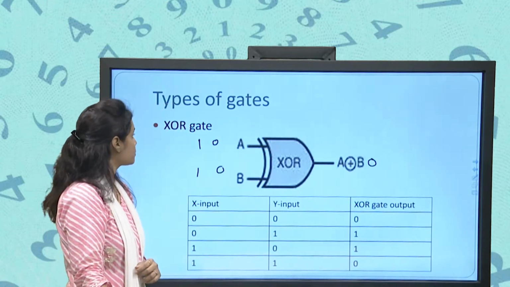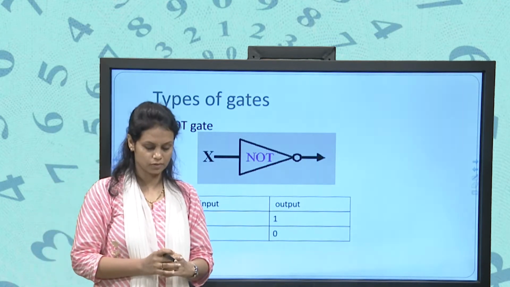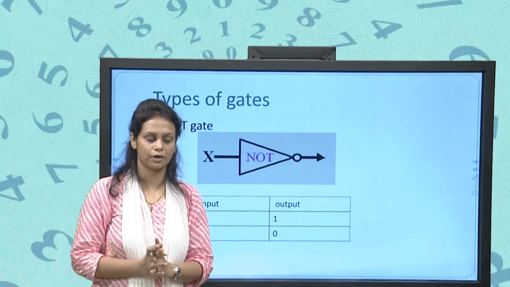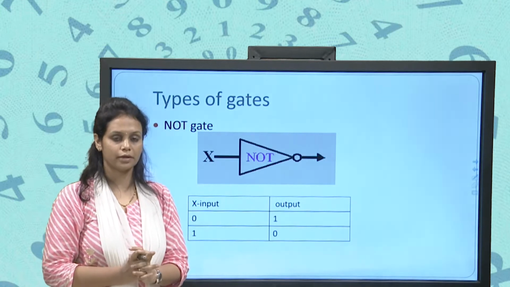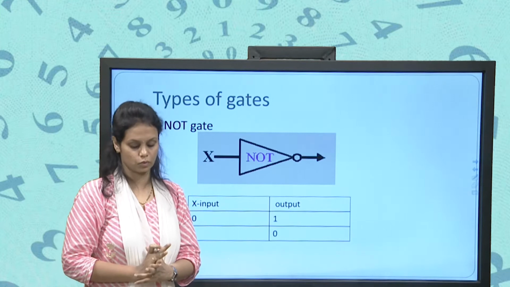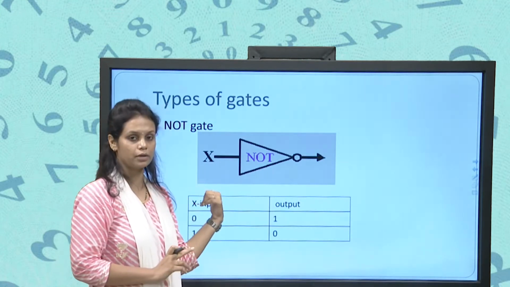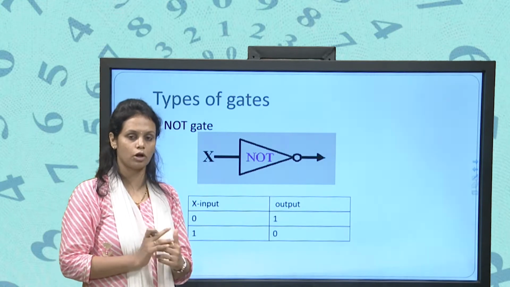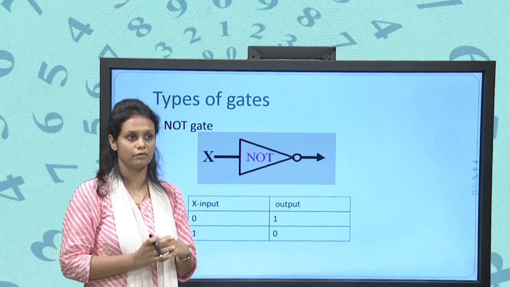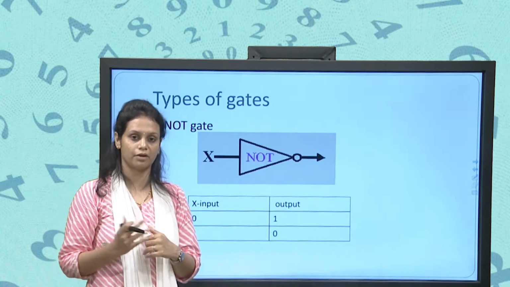Fine. The next type is the NOT gate. Now, see what is the difference between the NOT gate and the other gates. The NOT gate accepts only one input instead of two. In all the previous gates we have seen that they work on two inputs, X and Y, and we get one output.